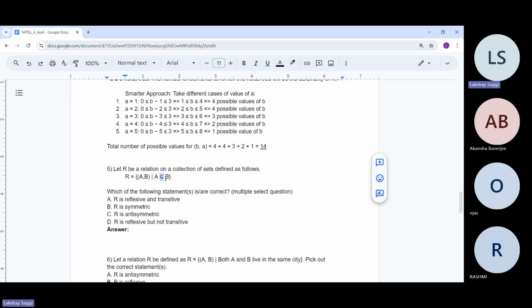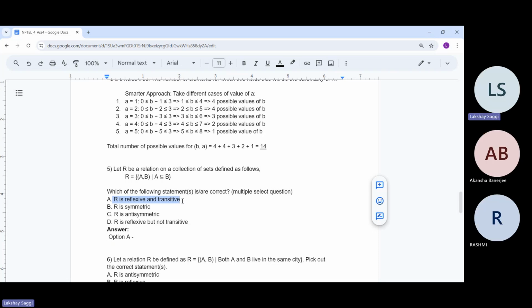And now, I hope everyone knows that's the symbol for subset. So now we want to answer which of the following statements are correct. So let's go option by option. Option A says that R is reflexive and transitive. Okay, so let's come to transitivity later. So first let's see reflexive. So is this relation R reflexive?